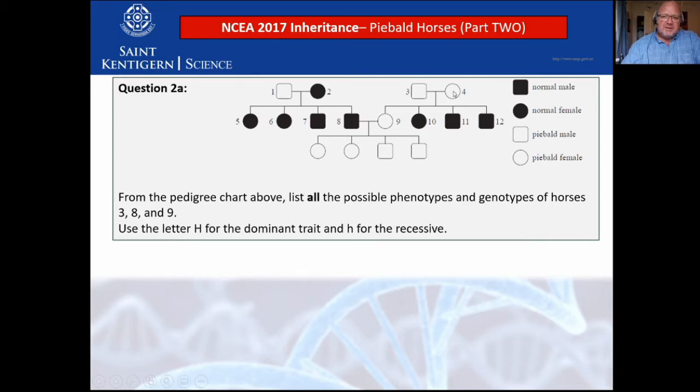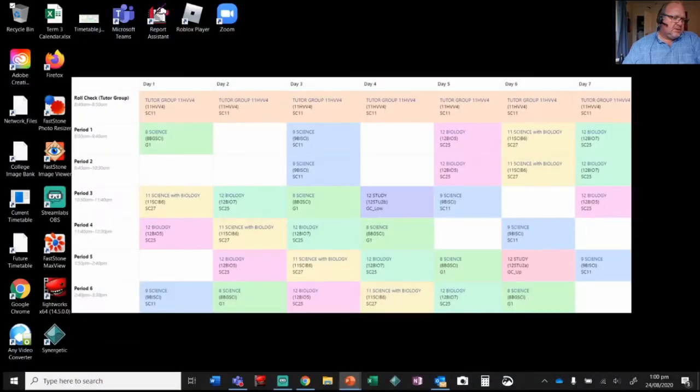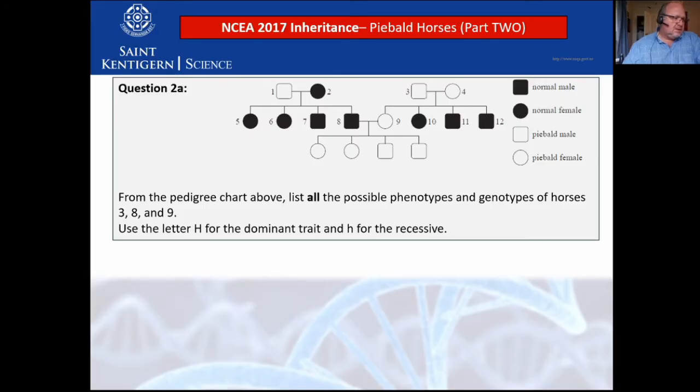If that is the case, the mom had to give a little h, and the dad had to give a little h. Consequently, we can now say that the only way the dad can be piebald and be able to give a little h to these offspring is if he is heterozygous. So he has to be big H and little h.